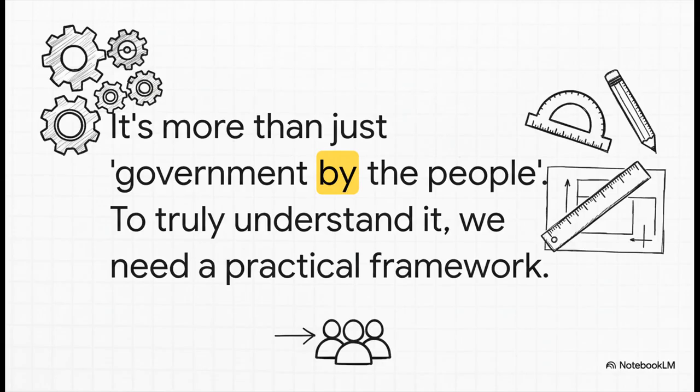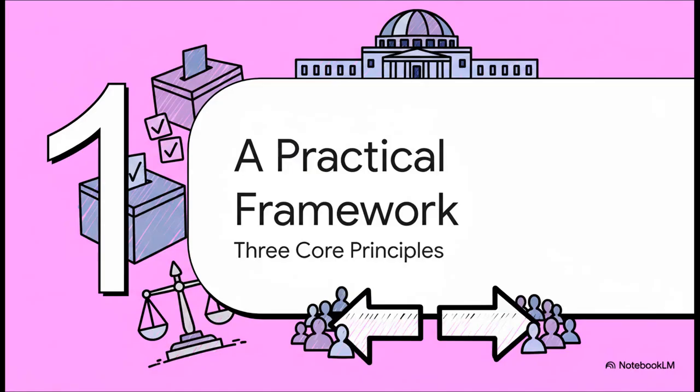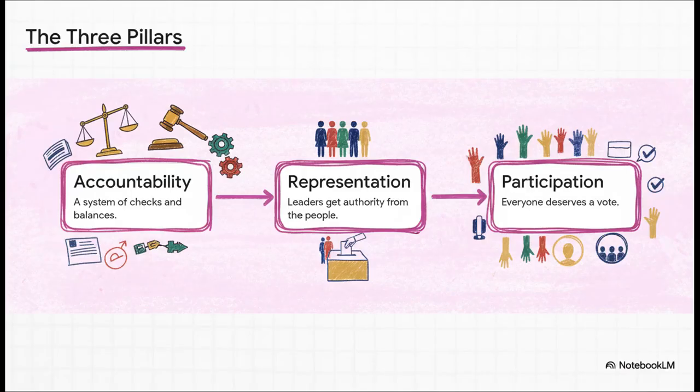So, to really get a handle on it, we need a better, more practical way of looking at it. And believe it or not, we can actually break this massive idea down into three core principles. If you can get your head around these three pillars, you'll understand pretty much everything else that follows, from how laws get made to the very authority a government claims to have. And here they are, the big three: accountability, representation, and participation. I want you to think of these as the three legs of a stool. If any one of them is weak or wobbly, the whole system just doesn't work right. So let's take a look at each one.